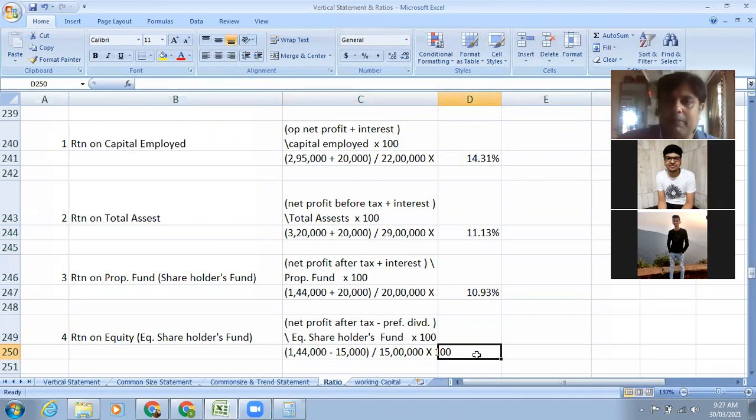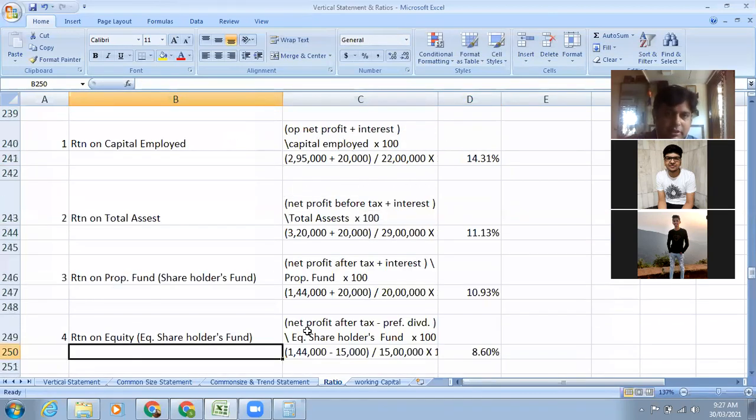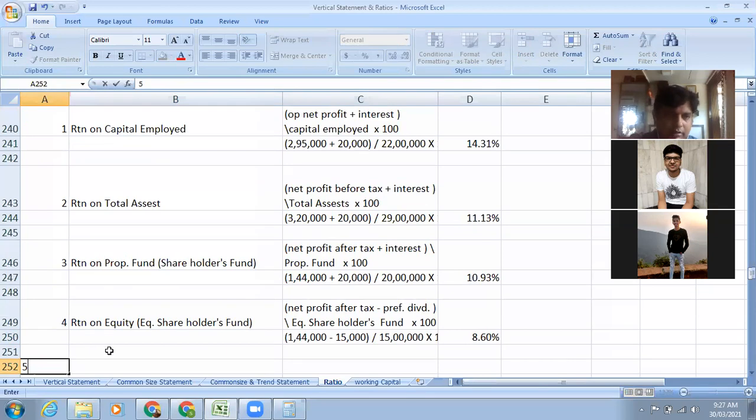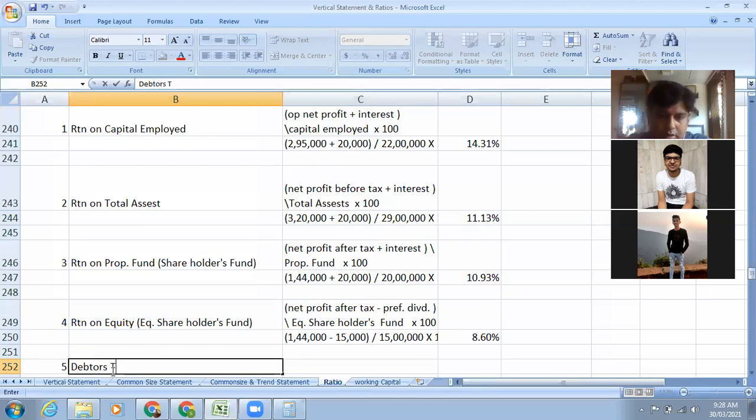Why am I doing this? So that by next week, even the combined ratio part should be over from all of you. Then we'll start the next topic. So all types of ratios are over. 8.6. I believe after this we'll be having debtors turnover ratio. Am I right?